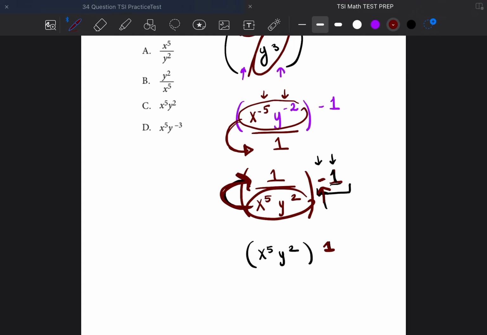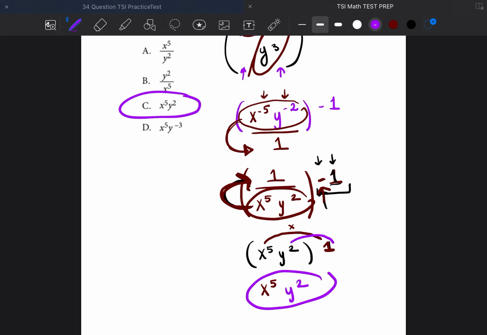So what we do is we just multiply it out. We do x to the fifth times 1. You multiply the exponents, so 5 times 1 is 5. So it'll be x to the fifth power. And with this one, you multiply 2 times 1, which is 2, y squared. So our answer would be x to the fifth y squared, and our answer would be C.